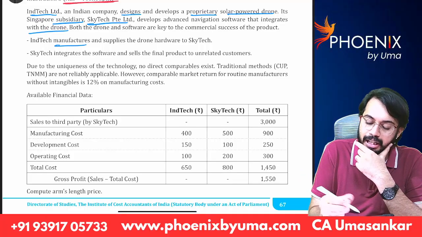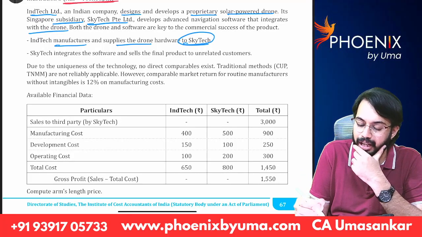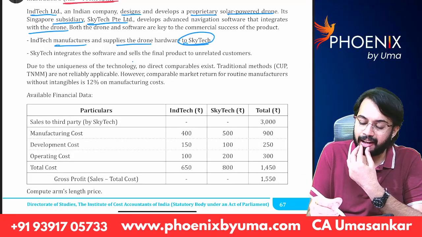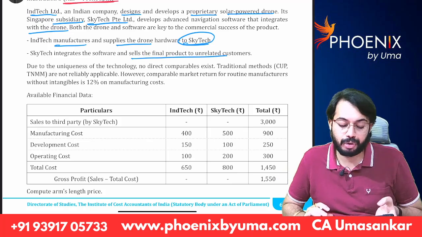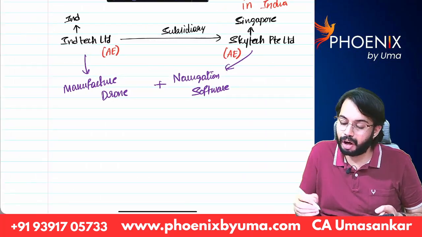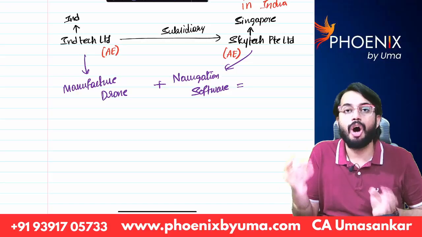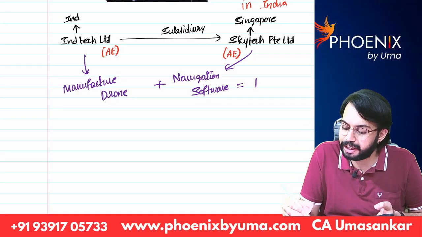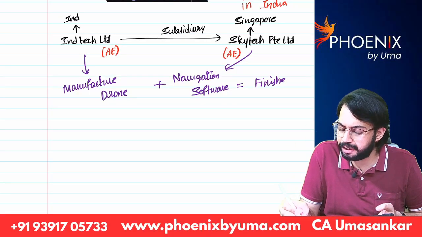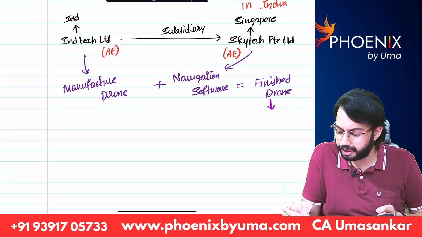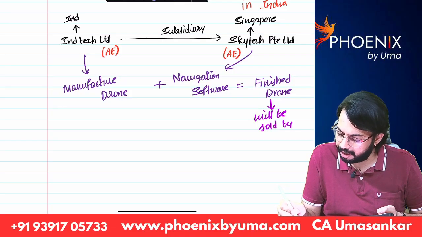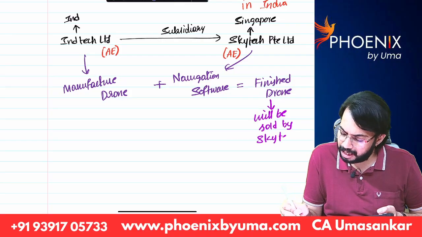Intech manufactures and supplies the drone hardware to Skytech. Skytech integrates the software and sells the final product to unrelated customers. So what Skytech will do: after adding the software, the finished drone will come. That finished drone will be sold by Skytech. This is the scenario.